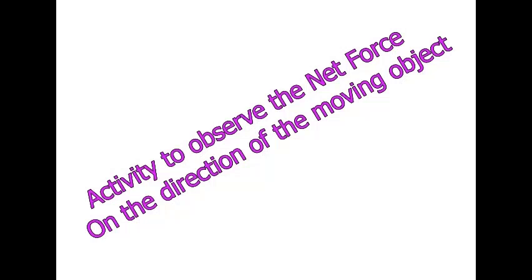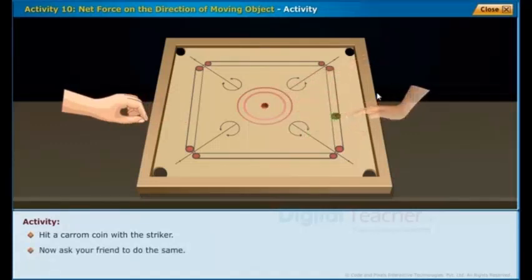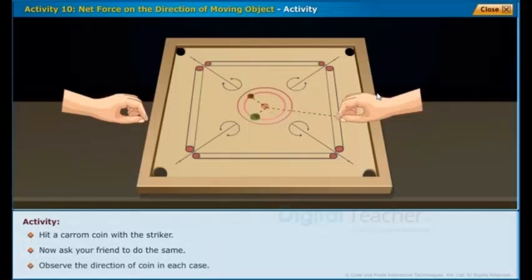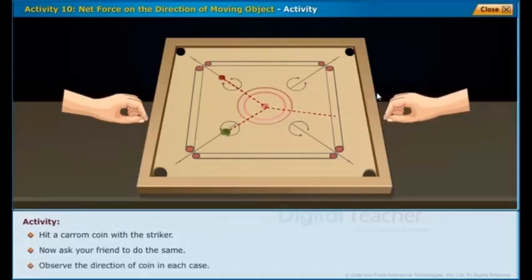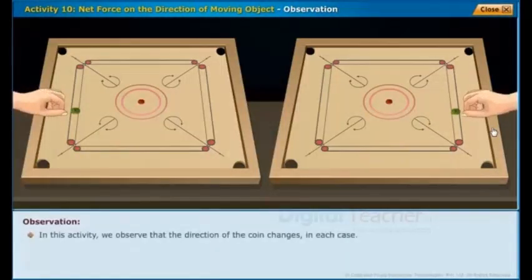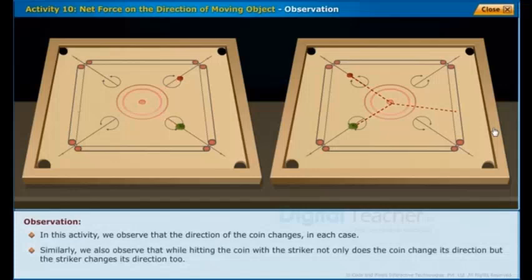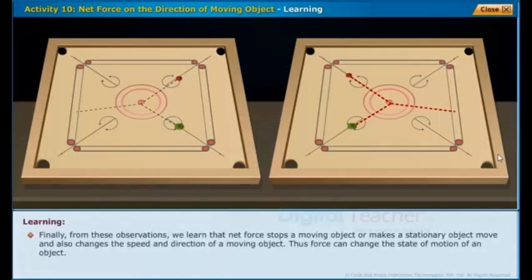To find the net force on the direction of a moving object, hit a carom coin with the striker. Now ask your friend to do the same. Observe the direction of the coin in each case. In this activity, we observe that the direction of the coin changes in each case. Similarly, we also observe that while hitting the coin with the striker, not only does the coin change its direction, but the striker changes its direction too.